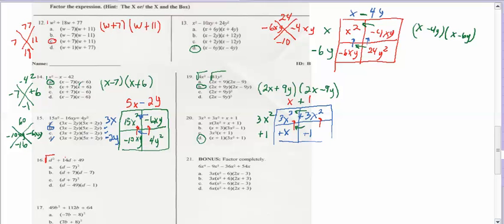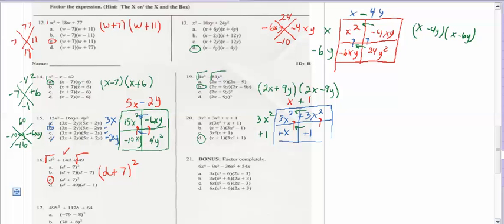If I take the square root of the first term, I get D. Take the square root of the last term, I get 7. 7 times 1 is 7D, times 2 is 14. Perfect square trinomial. Put plus in here, put my parentheses, square it. And so I've got letter C. I found it without too much work.